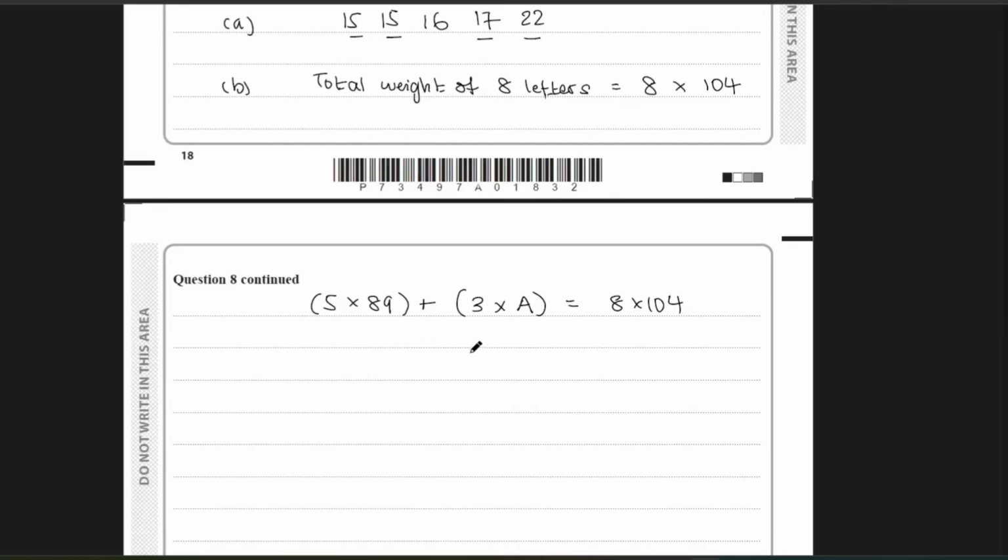So let's continue. 3A is equal to 8 times 104, subtract 5 times 89. And A would be equal to 832 minus 445, and this will be divided by 3. So A is equal to 129 grams. So the mean weight of the remaining 3 letters is 129 grams.